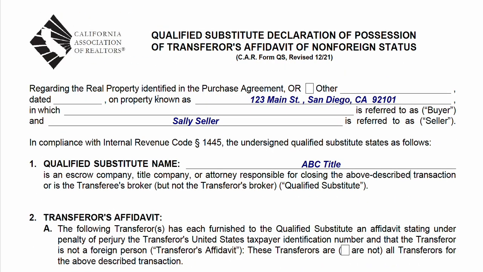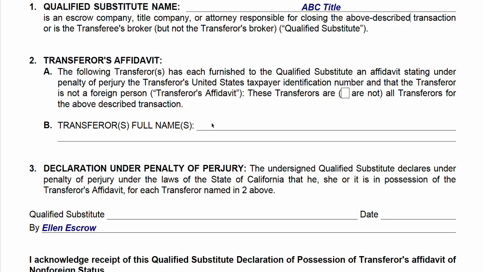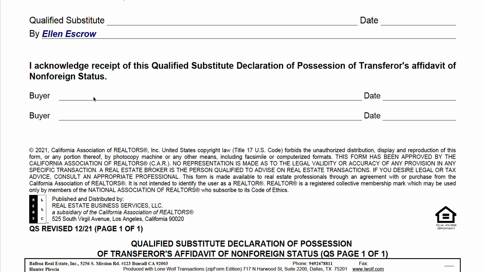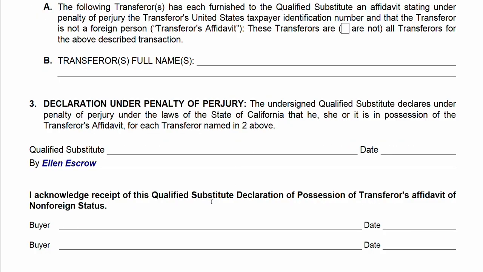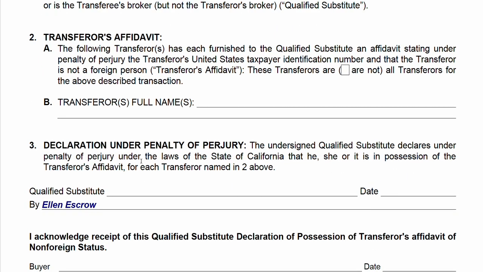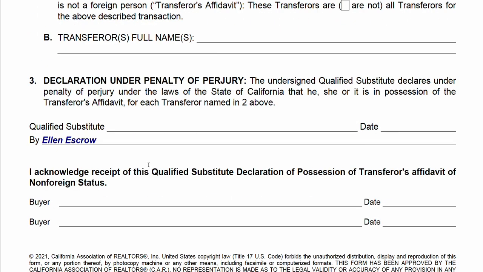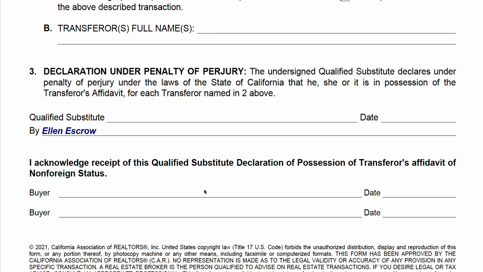But in this QS form, which is what we use in my office because it's so easy, we just get this filled out, put the seller's name in, escrow signs it, we send it to the buyer. Hey buyer, we've given you notice because this is a requirement in a transaction. The buyer's made aware. The buyer signs off this acknowledgement here. Okay, we understand that a FIRPTA has been furnished to escrow, meaning that escrow has a seller's affidavit. I'm protected. I have nothing to worry about. And they're done. They're just signing off that they're acknowledging it.